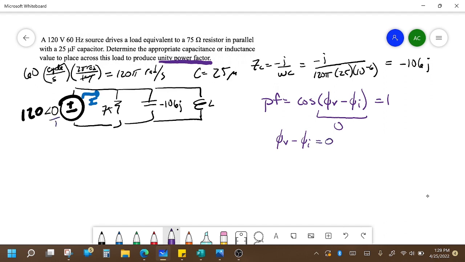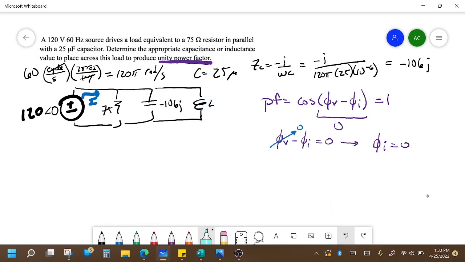Well, if you look, the angle of the voltage is already 0. Therefore, since the angle of the voltage is equal to 0, that means the angle of the current has to be equal to 0. Right? The angle of the current equals 0. That's what I want. Okay. So if I can figure out the current and I can set its angle equal to 0, then I can make this all work out.